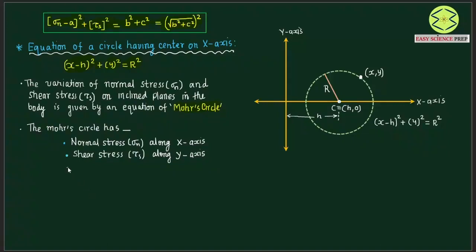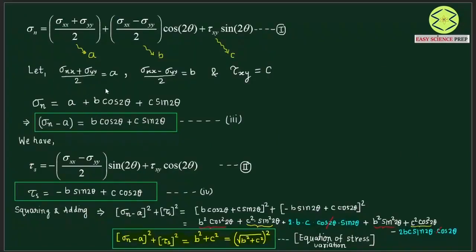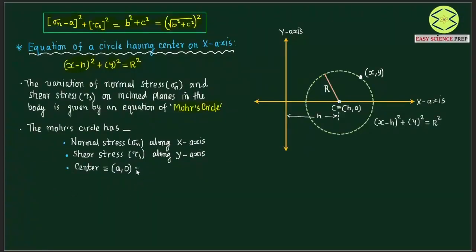What else do we have? Now the center of this circle is at h comma 0. So h is this one, here we have a, so it is going to be a comma 0. So the center of the Mohr circle, if you compare both equations, would be a comma 0. But we have already seen in the previous derivation that we assumed sigma xx plus sigma yy by 2 as a. So the center would be at the value sigma xx plus sigma yy by 2 comma 0.